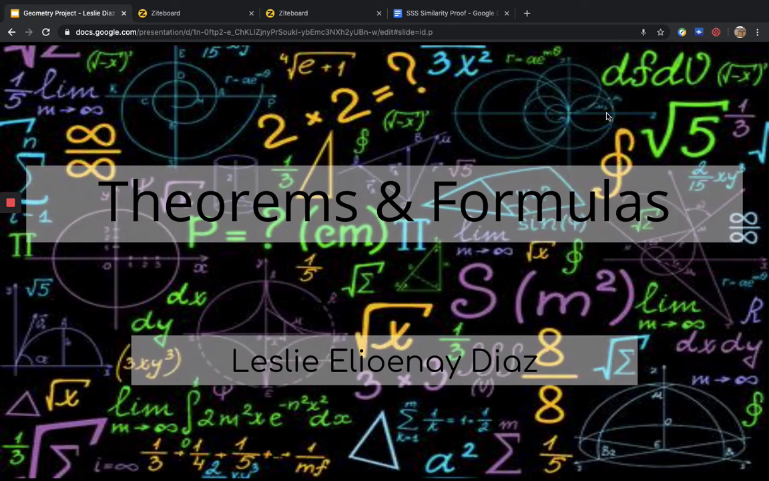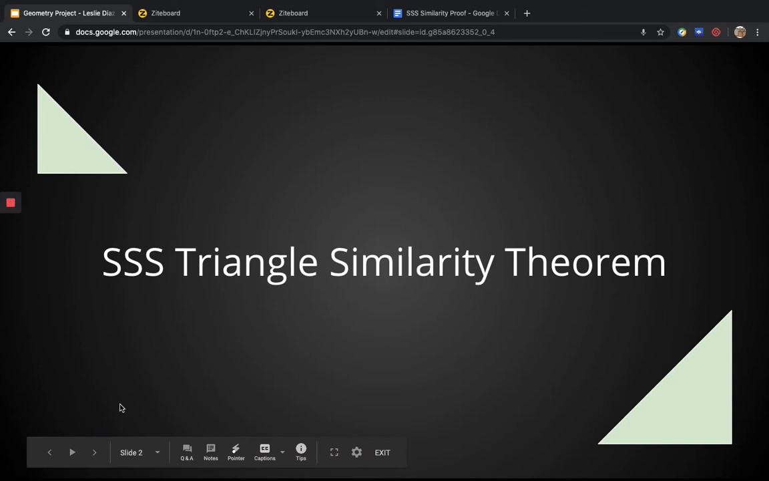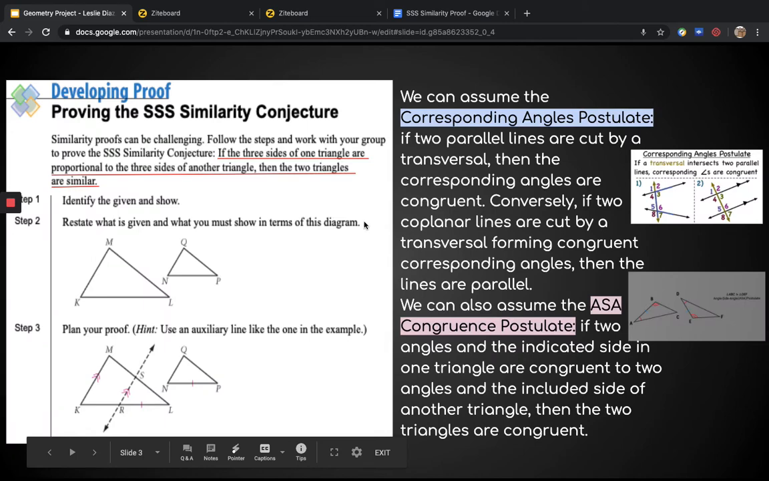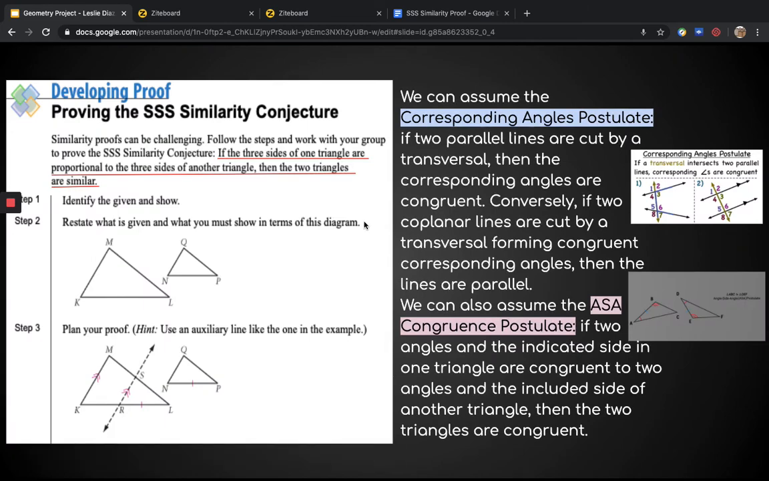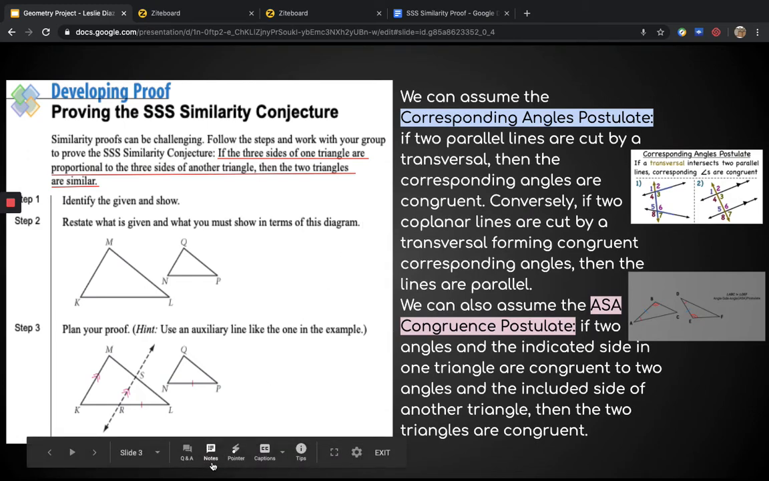But hello, and we are going to talk about theorems and formulas, more specifically the SSS similarity proof and how to find the area of a sector. So first off, we are going to begin with the SSS triangle similarity theorem, which we are going to seek to prove. The side-side-side similarity theorem says that if the three sides of one triangle are proportional to the three sides of another triangle, then both triangles are similar, and we have that highlighted right here.